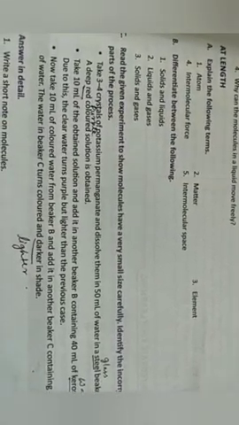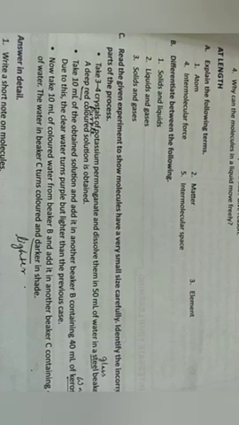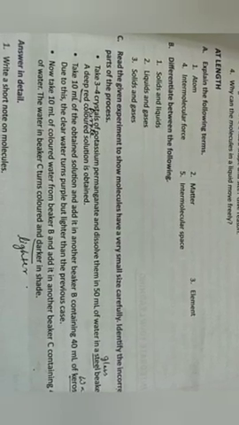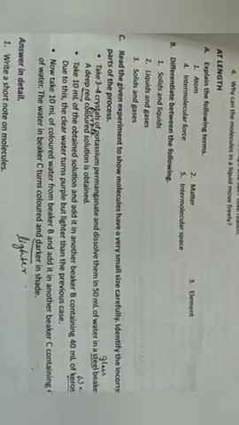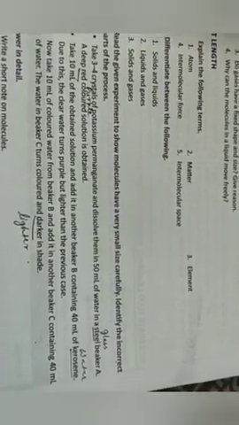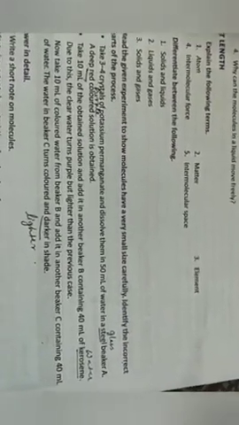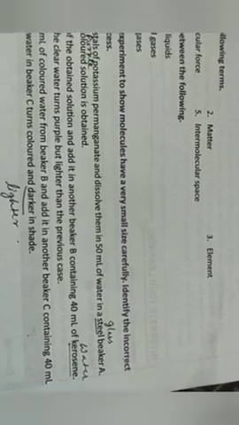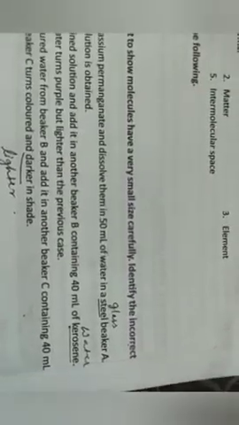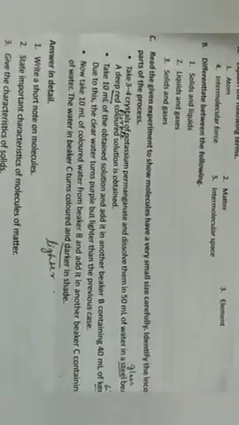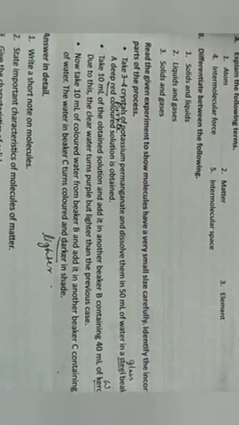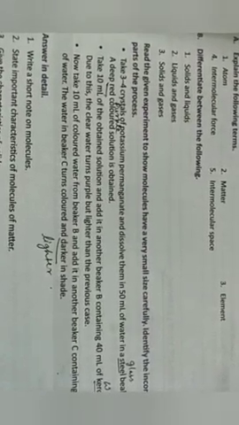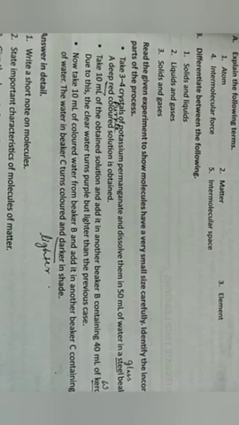A deep purple colored solution is obtained. So underline red and write purple over it. Then see the second line. Take 10 milliliters of the obtained solution and add it to another beaker B containing 40 milliliters of kerosene. So you underline kerosene and write water. Then see the next part. Due to this, the clear water turns purple but lighter than the previous case.